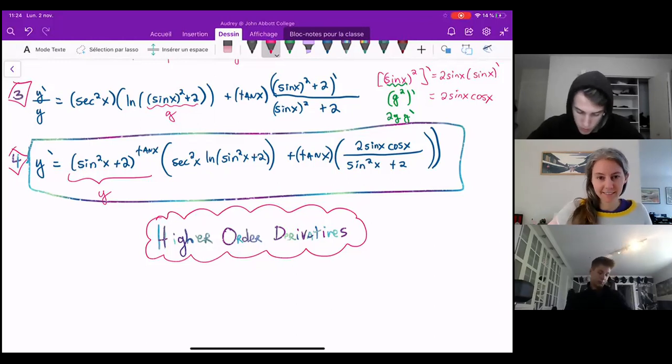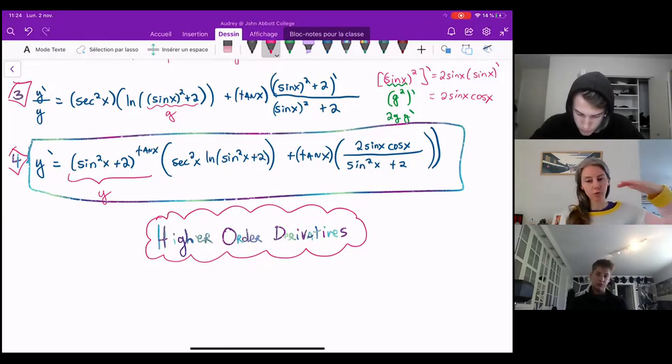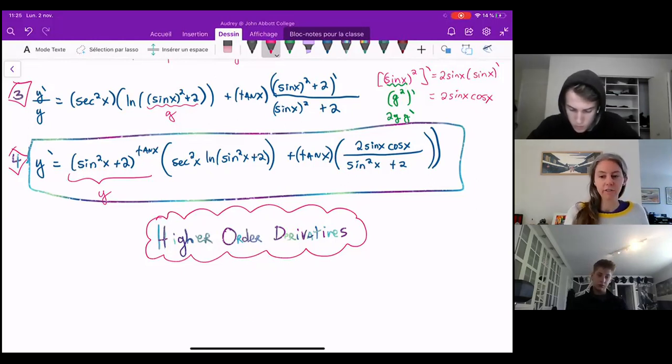All right then. So higher order derivatives. So derivatives are functions, right? And they are functions of other functions. So if I have a function, I can take its derivative. But because derivatives are also functions, that means I can take the derivative of the derivative. And then I can take the derivative of that. And then I can take the derivative of that. So higher order derivatives are taking derivatives of derivatives.